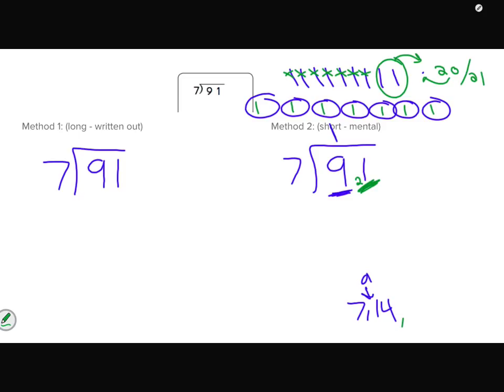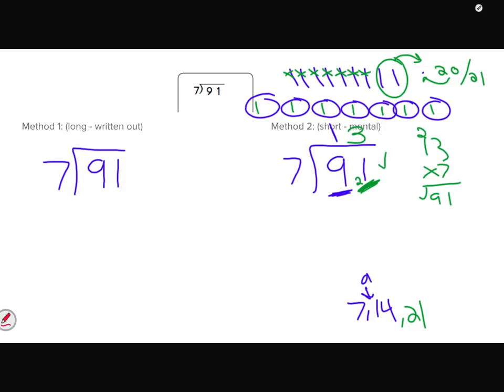7, 14, 21. So I know that 7 times 3 gets me exactly to 21, and if I've given away 21 of my 21, I don't have a remainder, and my answer is 13. Again, I can check by taking my quotient and multiplying. I get 91, 91. Okay, now let's come over here to this side, and we'll do it the longer way.